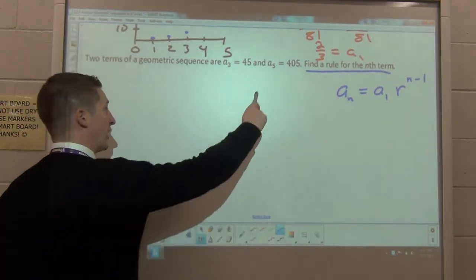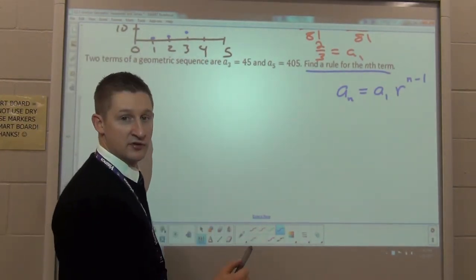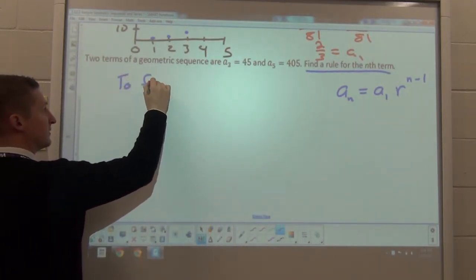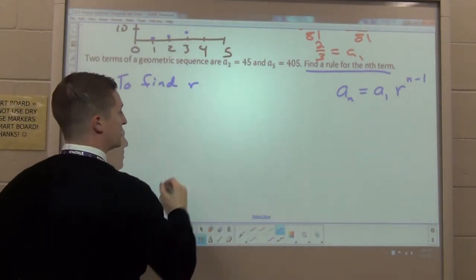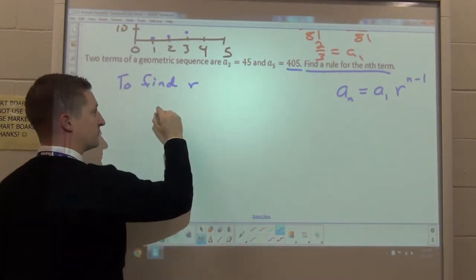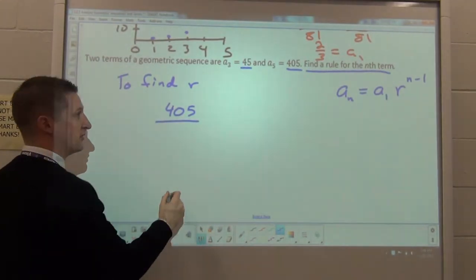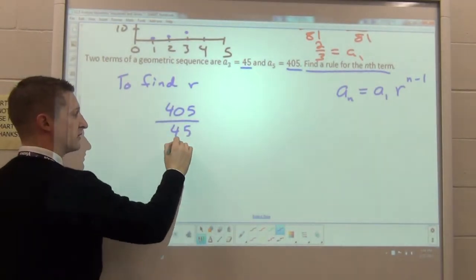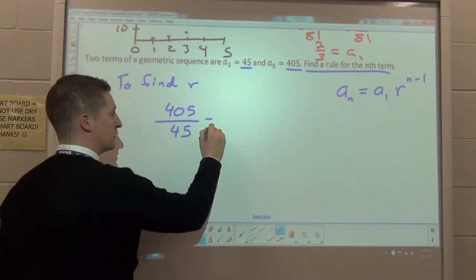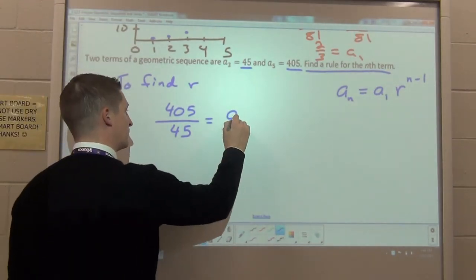Well, because I'm multiplying over and over again, instead of subtracting like we did, we're going to use the inverse of multiplication, which is division. So, to find R, the ratio, we're going to take the second output, which is 405, divided by the other output that we're given, which is 45. Okay? So this is the fifth term, and this is the third term. Well, the difference between these two, if I take 405 divided by 45, we end up with 9.